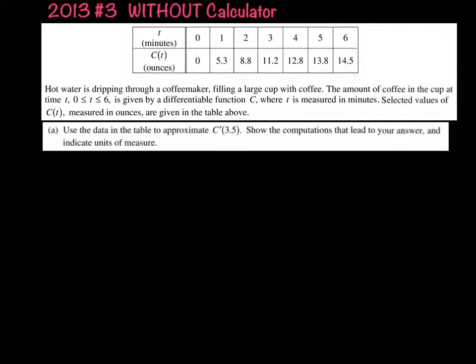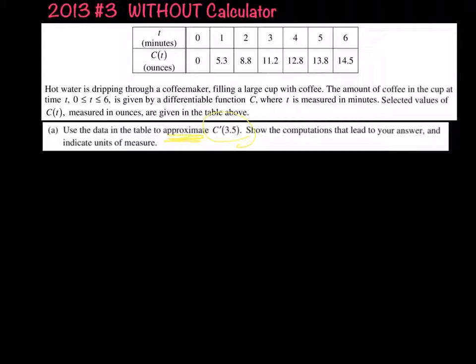Okay, so our first question here asks us to use the data in the table to approximate c prime of 3.5. In other words, the slope of c at 3.5 or the derivative of c at 3.5. Show the computations that lead to your answer and indicate units of measure. Now obviously because we are not given a function, this question comes up very frequently. We are not given an actual function, we're just given a table of values. So we can only approximate the value of the derivative at 3.5.